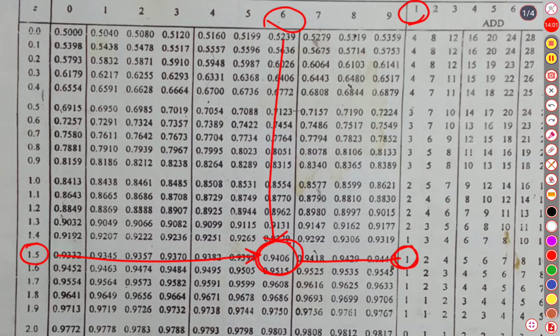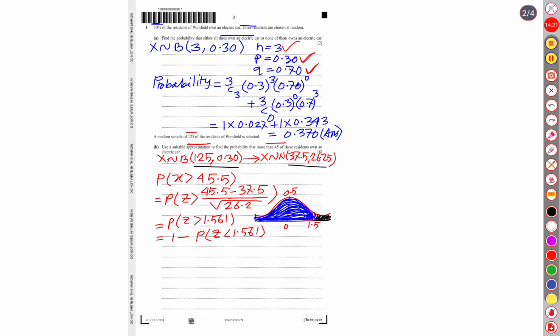0.9407. So for our corresponding probability, look, all the probabilities start from 0.500. So always you will choose the greater probability for the corresponding z-score. Well, so our probability of that region is 0.9407. Let us write this.